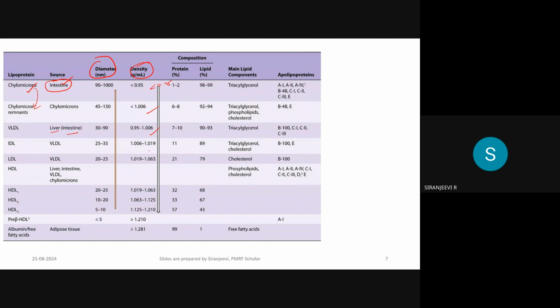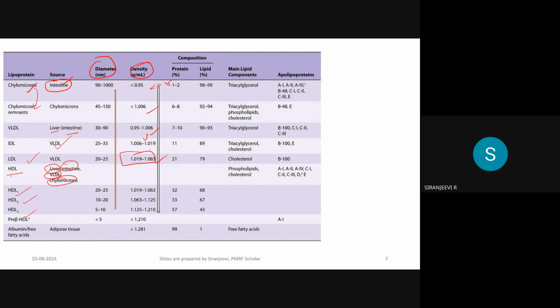Then the IDL, which is formed from the VLDL, and that is a little bit higher density than the VLDL. Then finally the LDL, that is low density lipoprotein, which also has a density of 1.019 to 1.063. And finally HDL. HDL is the high density lipoprotein, which is formed by the liver, intestine, and then VLDL, and then the chylomicrons. And it has very different varieties of classes: HDL1, HDL2, and HDL3.